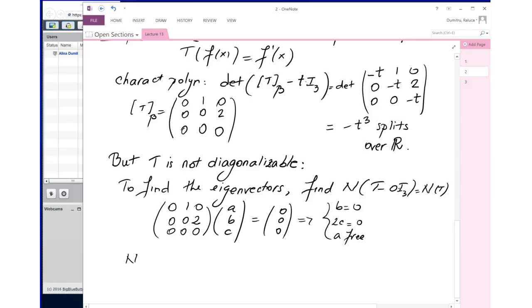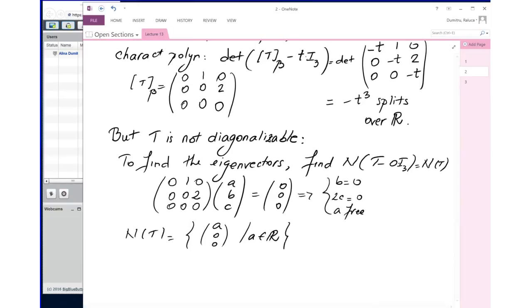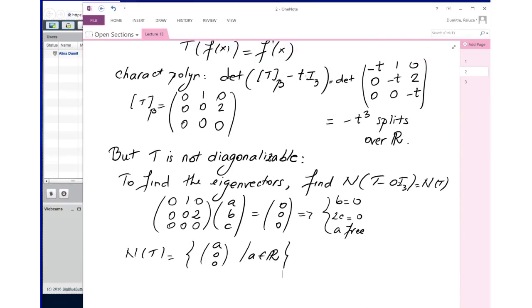Okay, so the null space of T looks like this: A, 0, 0. Or basically just scalars, right? Because A is the first entry. It stands for the coefficient of the vector 1 in the basis beta. All right, so all the eigenvectors will be in this set here.